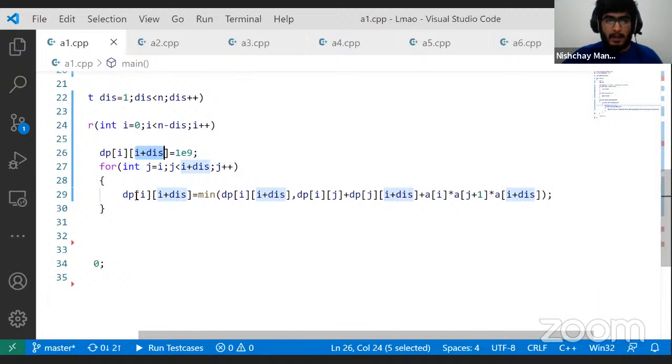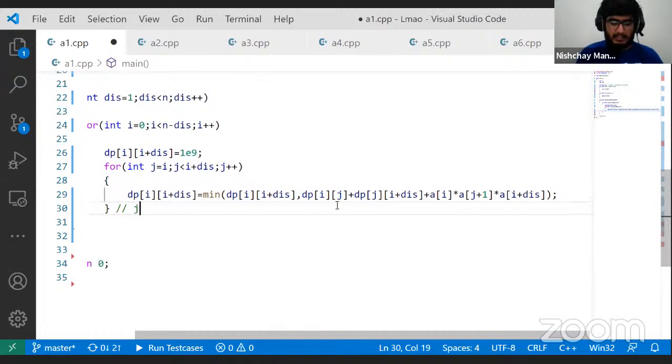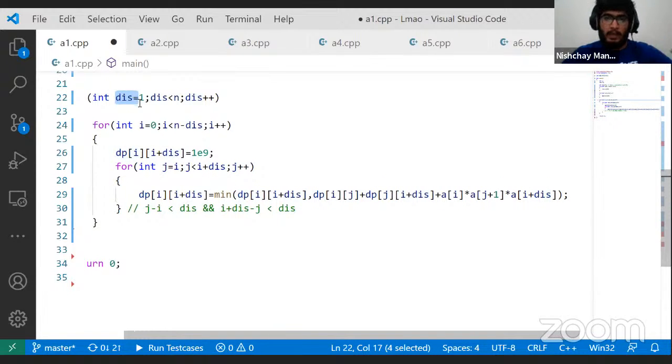The important part to note here is that when I'm trying to calculate dp[i][i + distance], I'm using dp[i][j] and dp[j][i + distance]. Both of these ranges are less than the current distance that I'm trying to calculate. So j minus i is less than distance, and i plus distance minus j is less than distance, right? What this means is I have already computed dp[i][j] and dp[j][i + distance] when I'm trying to calculate dp[i][i + distance], because I'm iterating from distance 1 to n. That's why I've already calculated these states before going to this state.